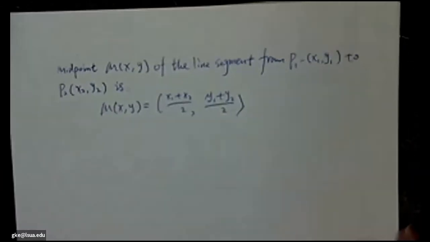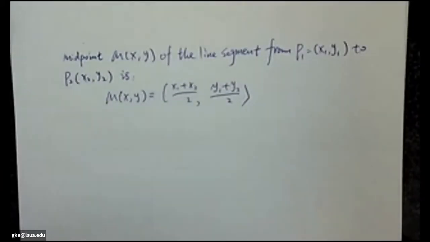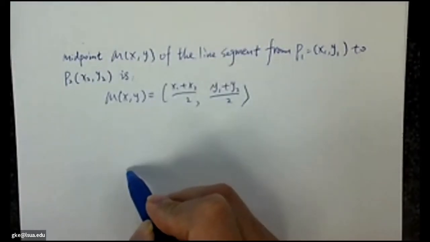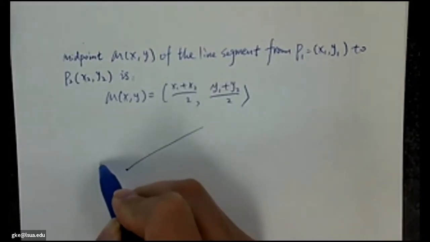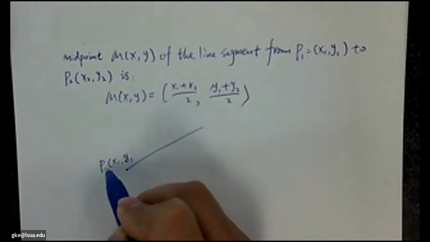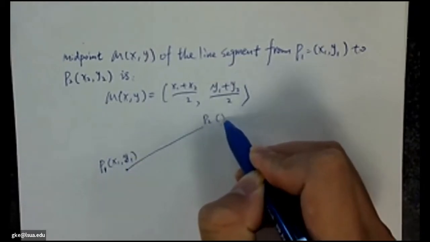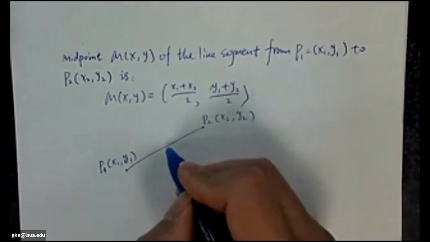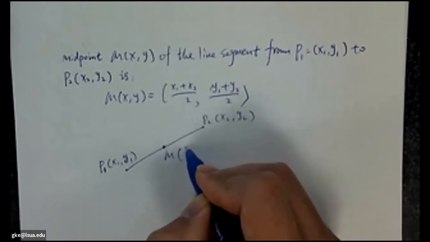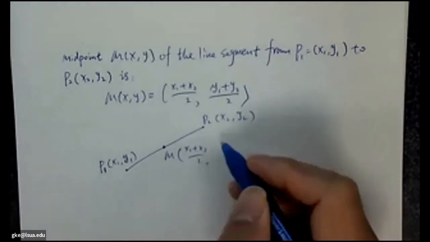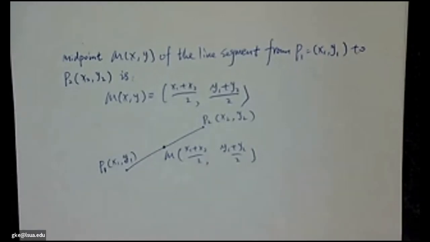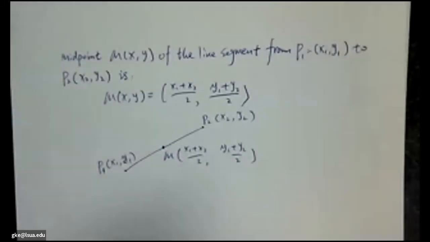So, what's the meaning of the middle point? If I give you 2 points, that is P1 (x1, y1) and P2 is (x2, y2), then the middle point M can be written down as x1 plus x2 divided by 2, y1 plus y2 divided by 2. So that's the definition of the middle point from these 2 points.